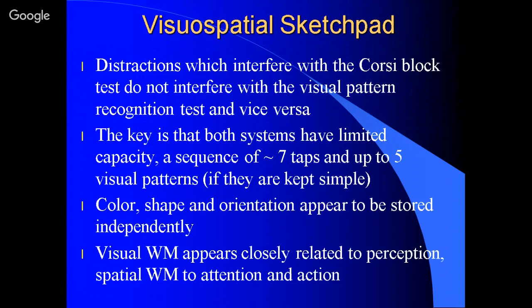It's not infinite. Color, shape, and orientation seem to be stored differently. You interfere with them differently, the Stroop test, right? You know what the Stroop test is, everybody. You put up the word red, but it's colored green. They're playing with your mind. Yes, they are. They're trying to find what they can interfere with. Working memory appears related to perception. Spatial is more related to attention and action.